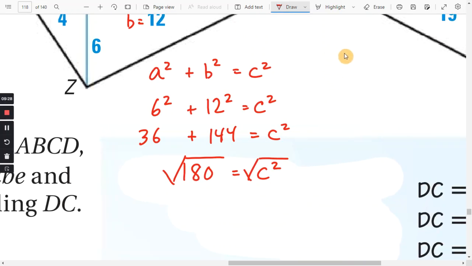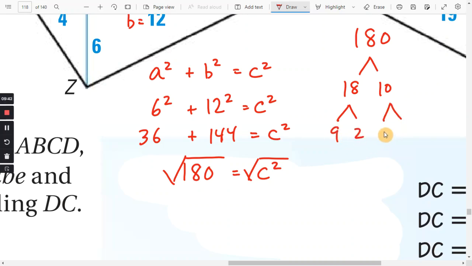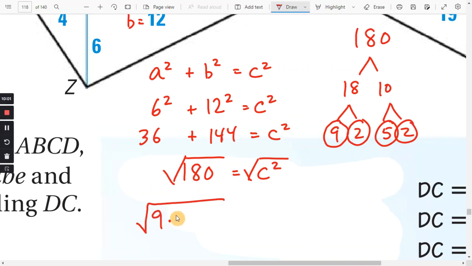But if you're in honors, let's see, if we break up the 180, that's 18 times 10. And 18 is 9 times 2. And 10 is 5 times 2. Okay, I'm going to stop there because I know how to do the square root of 9. So you want to circle the last number in each branch. And 180 is going to be 9 times 2 times 5 times 2. And that equals C.